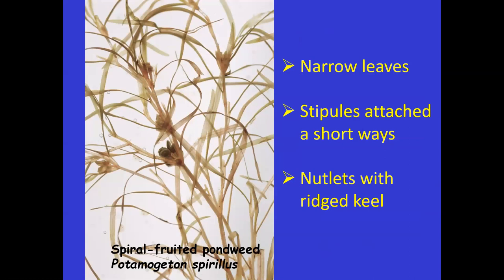Okay, so then you've got a bunch of plants, and you've got to sort of put all these different features together. So here is an example of spiral-fruited pondweed, seen it a few times. It has narrow leaves, so it falls into that narrow leaf section. The stipules are attached for a short way. So if you can figure that out, tug on a leaf and see that little tab flip up, then you'll know that you've got the stipule. And then you've got nutlets. And these nutlets are in a little cluster right at the base of where the leaf leaves the stem. And they have a ridged keel, and so they're very bumpy looking and quite distinctive. Next.